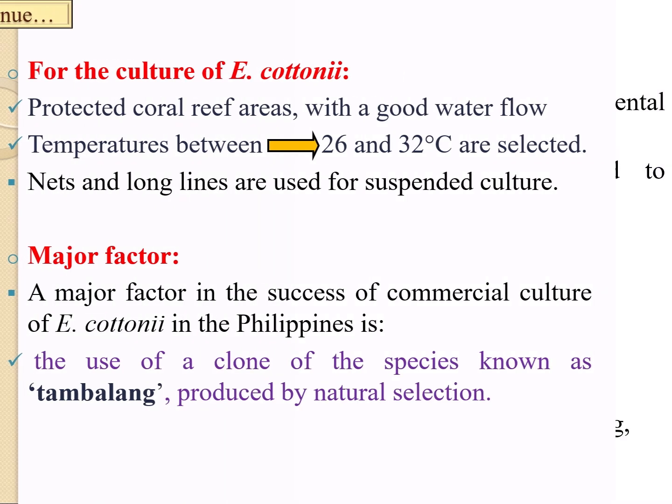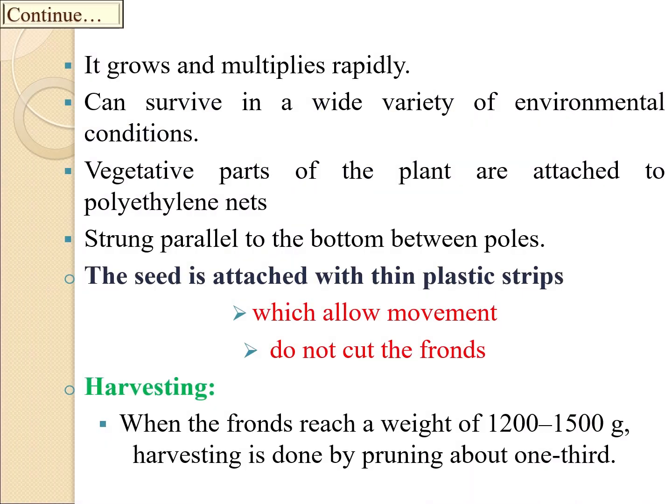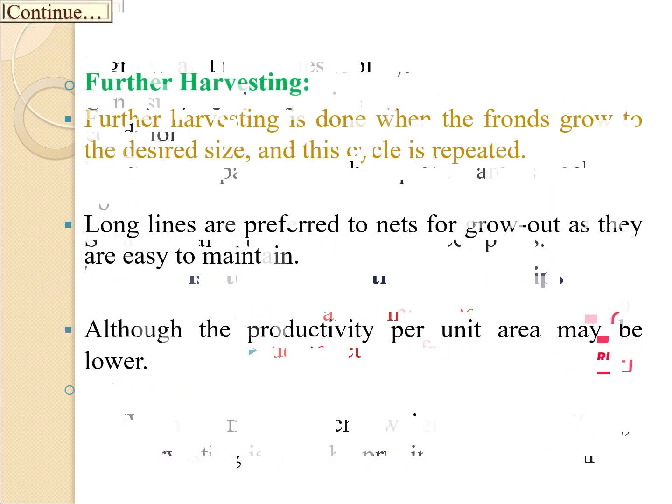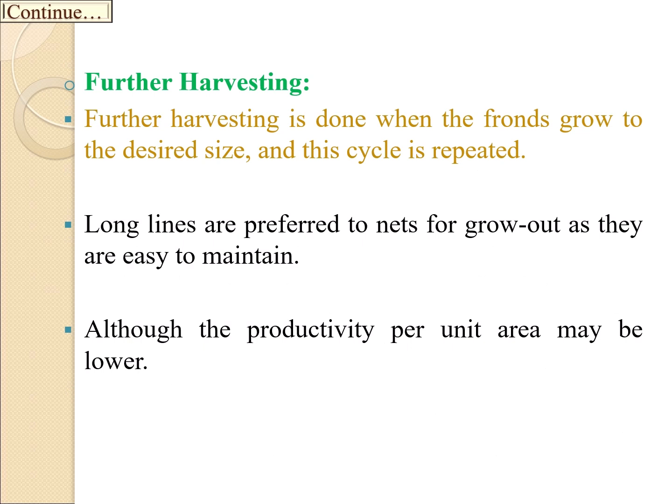Vegetative parts of the plant are attached to polyethylene nets strung parallel to the bottom between poles. The seed is attached with thin plastic strips which allow movement. Do not cut the fronds. When the fronds reach a weight of 1200 to 1500 grams, harvesting is done by pruning about 1/3. Further harvesting is done when the fronds grow to the desired size, and this cycle is repeated. Long lines are preferred to nets for grow-out as they are easy to maintain, although the productivity per unit area may be lower.